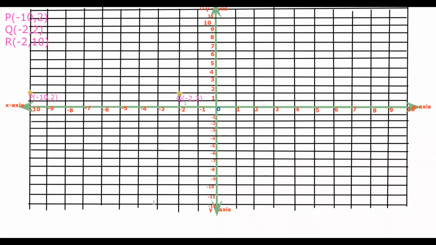Good. So then point R here is negative 2 and positive 10. That's negative 2 here and positive 10. So they also form here. That will be the negative 2 and positive 10. Okay. So you write the point name. That is point R here formed by negative 2 and positive 10. Okay. Good.